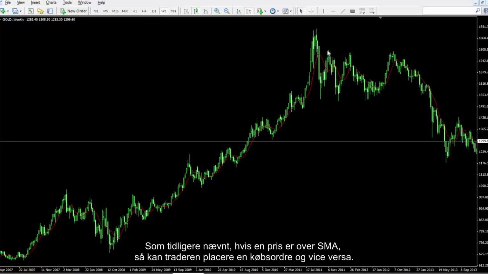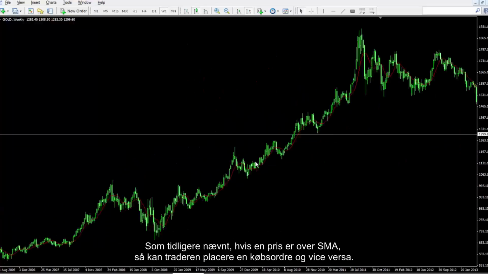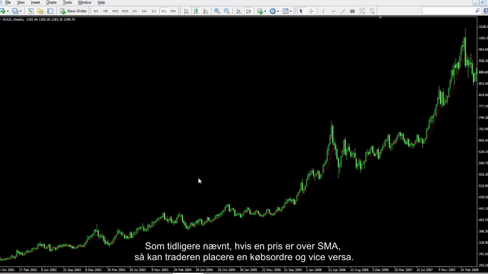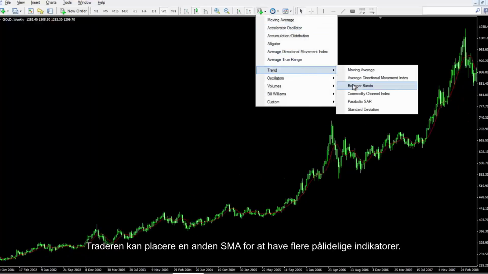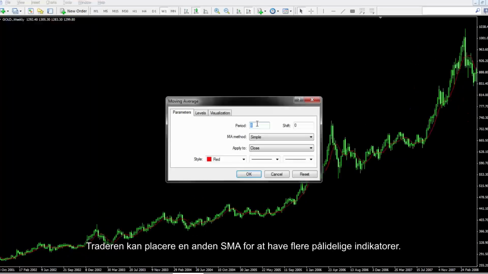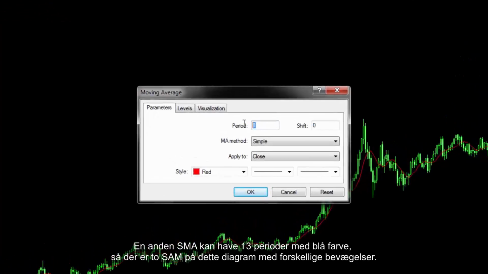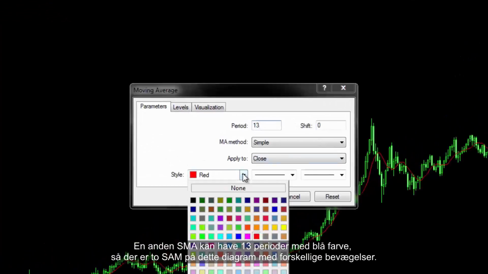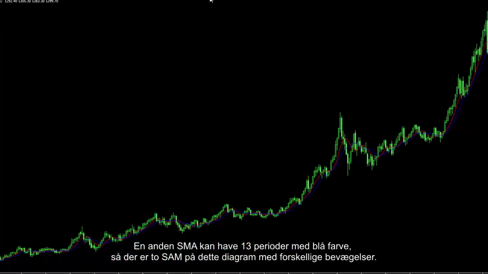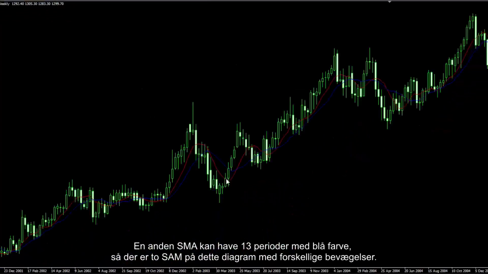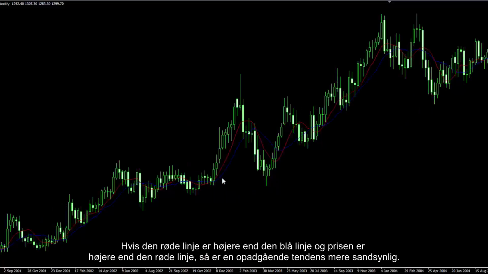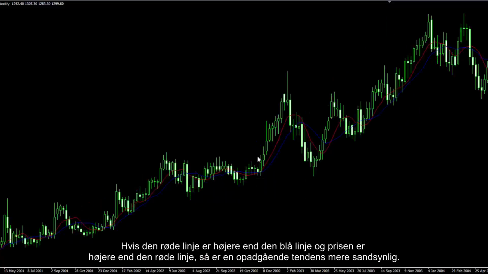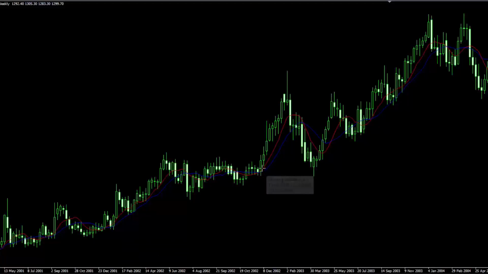As mentioned before, if a price is above SMA, then a trader can place a buy order and vice versa. A trader can place another SMA to have more reliable indicators. Another SMA can have 13 periods with blue color. Thus, there are two SMAs on this chart with different movements. If the red line is higher than the blue line and the price is higher than the red line, then an upward trend is more probable.